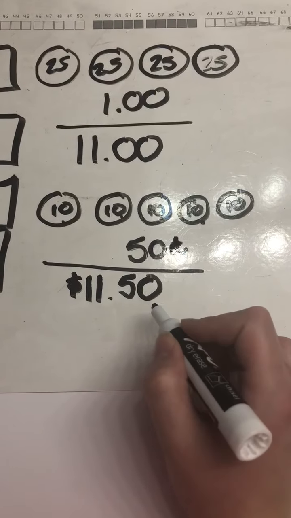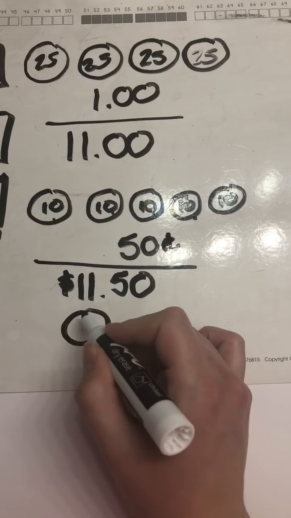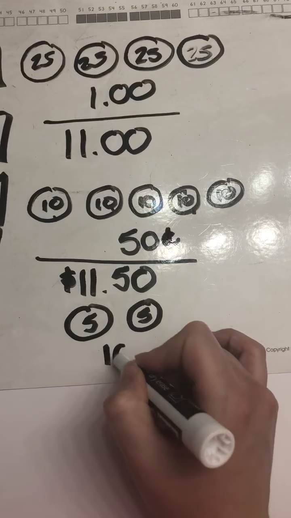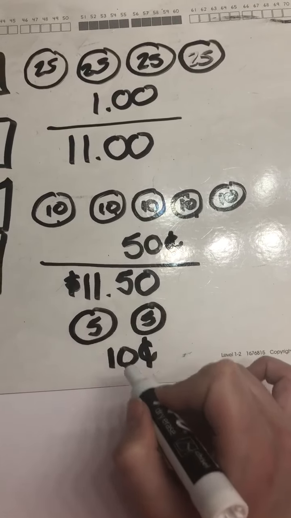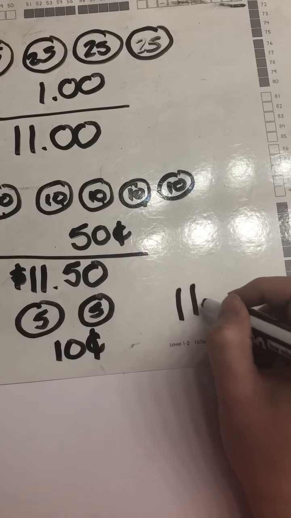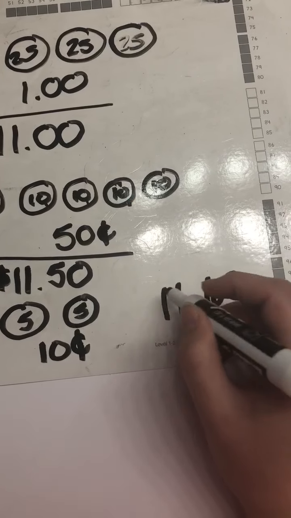Now if I want to do 2 nickels after this, nickels are worth 5. I now have 10 cents I want to add. What is 50 plus 10? My total now is $11.60.